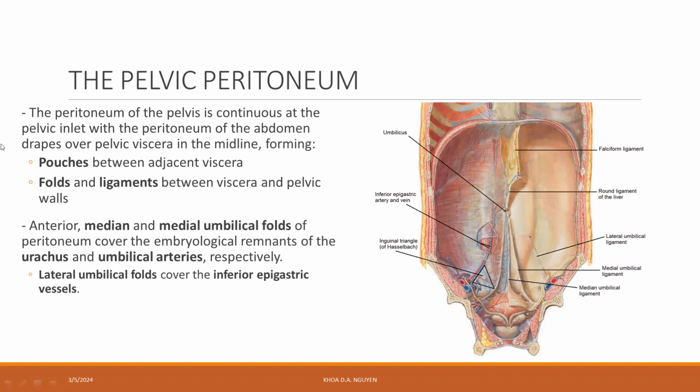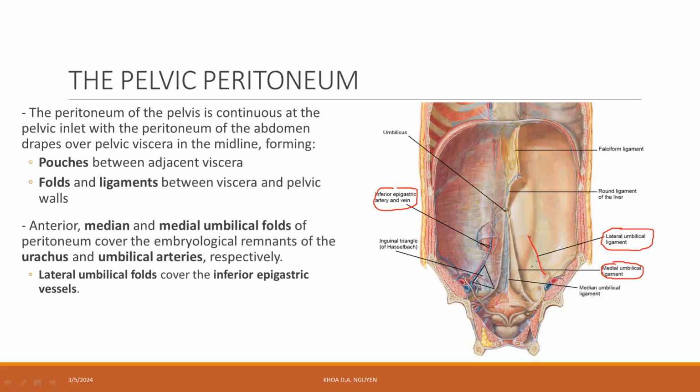We go first to this fold here, also called the lateral umbilical ligament, this one here. The lateral umbilical ligament is going to be the peritoneal fold that is going to drape over the inferior epigastric artery and vein. All right. So if anybody ever asks you, what structures are under the lateral umbilical ligament, you say inferior epigastric artery and vein. All right. So now let us go to the medial umbilical ligament.